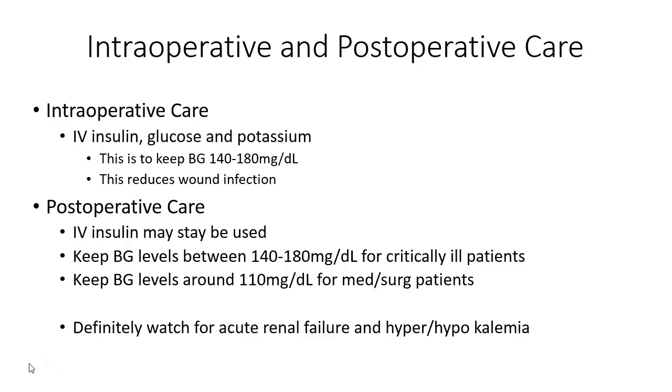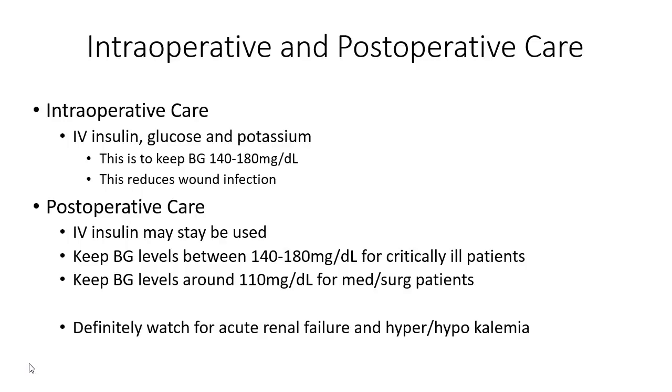But as we mentioned in the other modules, the more insulin you give someone, the more it actually drives the potassium into the cell, and that doesn't leave enough potassium in the vascular system. So you have to watch how much potassium is in their bloodstream to make sure that you aren't becoming hypokalemic. So this is to keep blood sugar 140 to 180 because that's a realistic target for surgery patients, and this reduces wound infection.